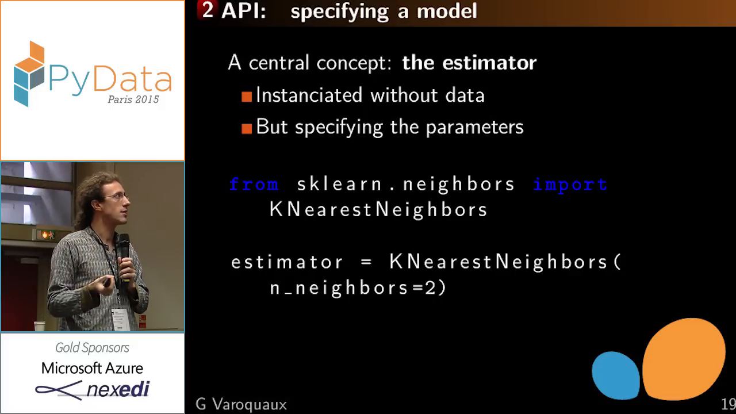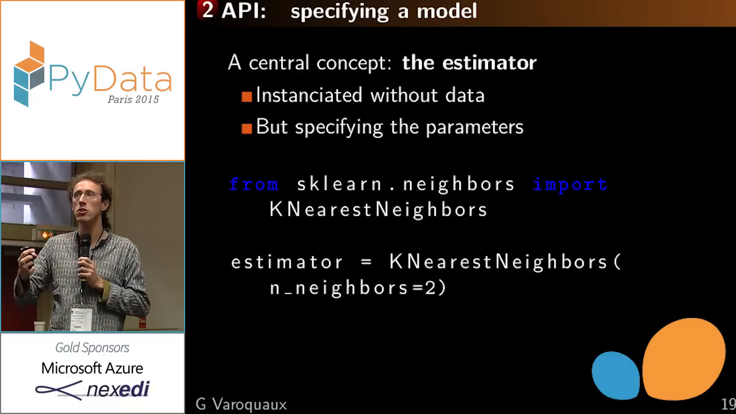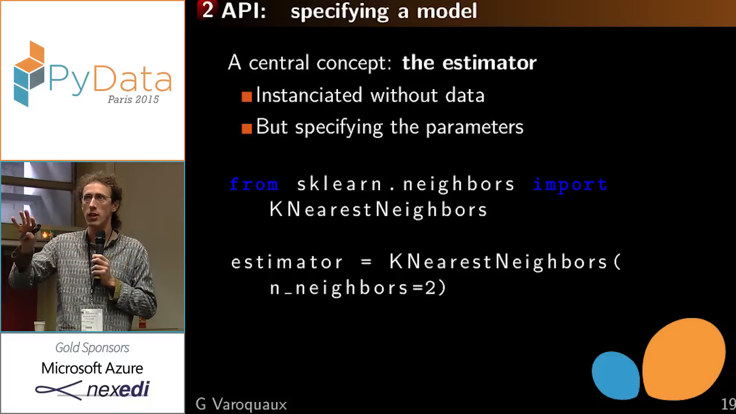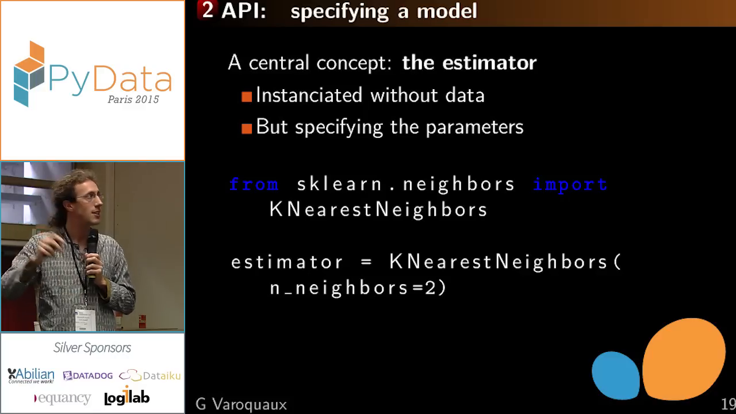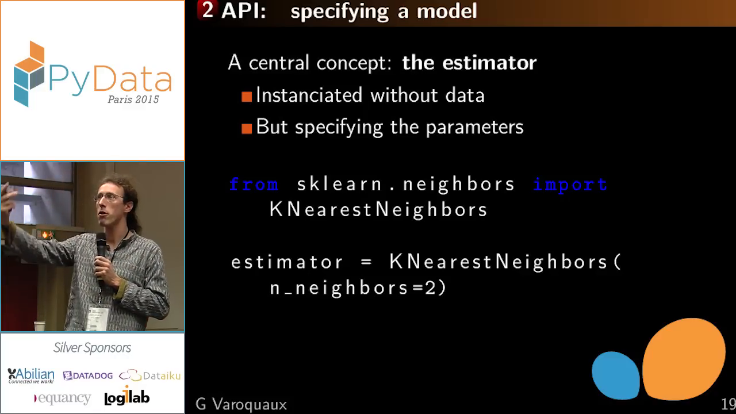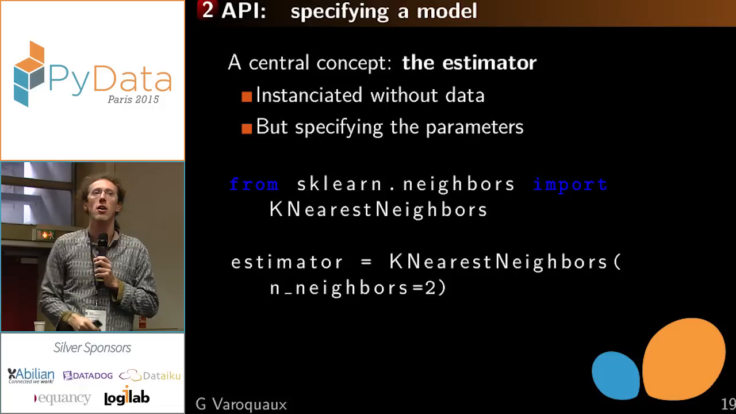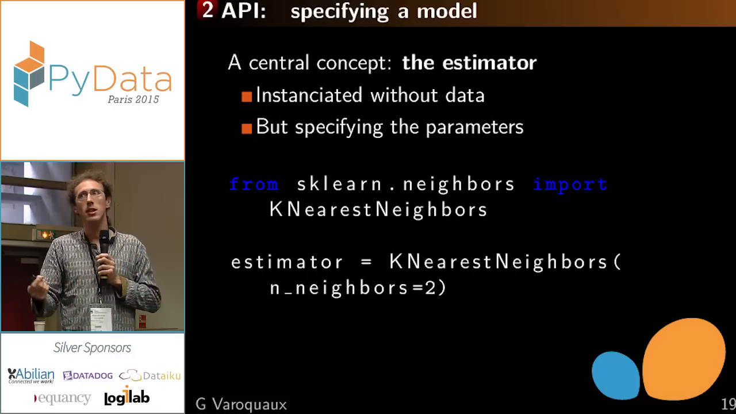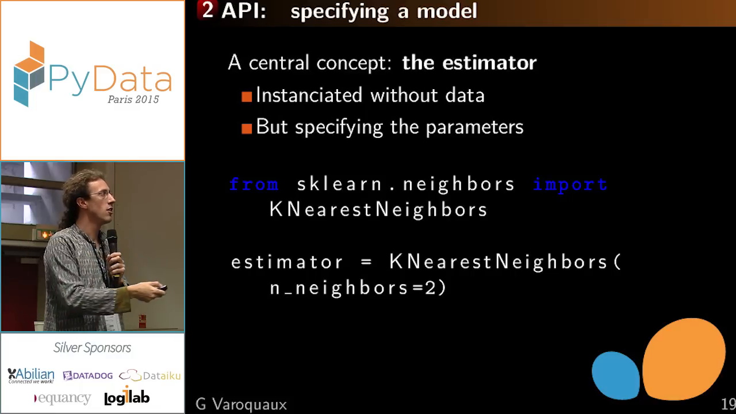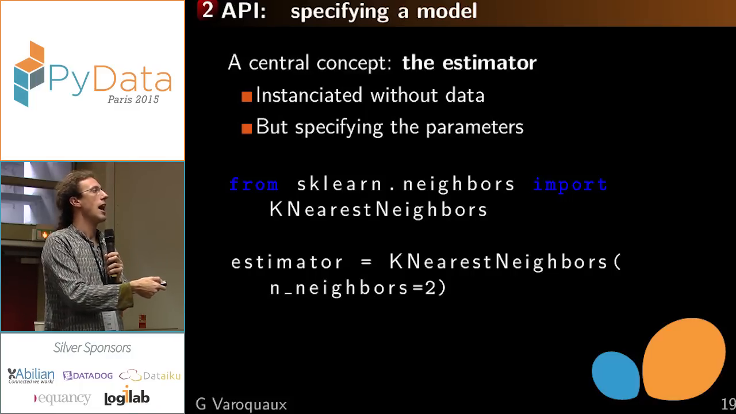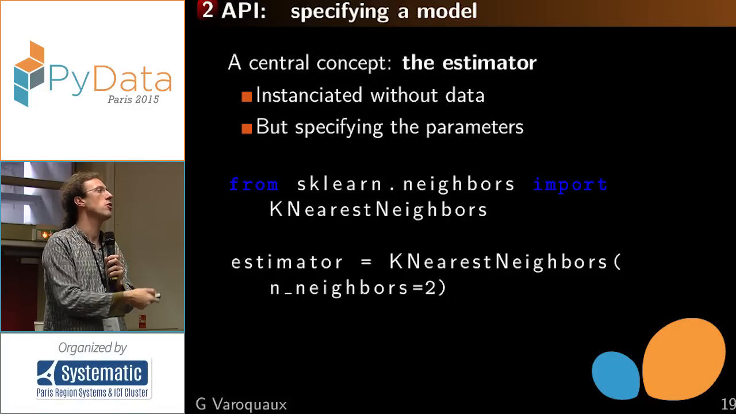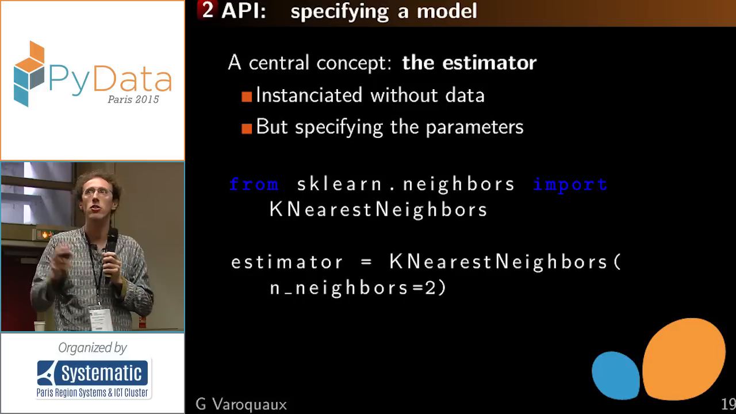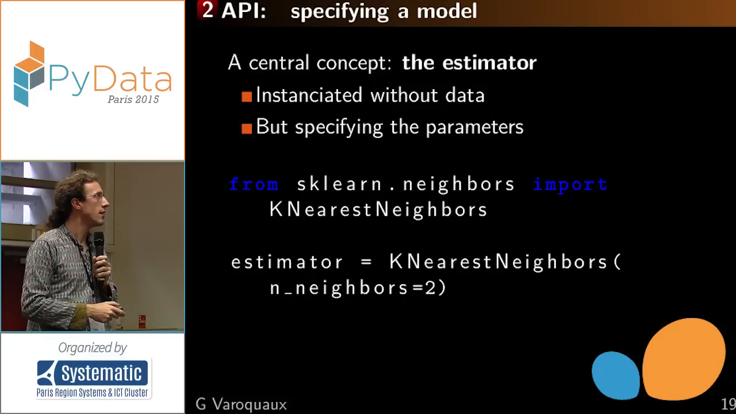There's a central concept, which is the estimator. The estimator is an object that can be instantiated without data, so you're not giving it any data when you're instantiating it, but you're specifying all the parameters. So you're describing the method. You're describing what you're going to do to your data. So for instance, if we want to look at the nearest neighbor, we're just importing a nearest neighbor, and we're instantiating it, saying I'm going to use my 2 nearest neighbors to predict. So that's our estimator. We have it. We can play with it.